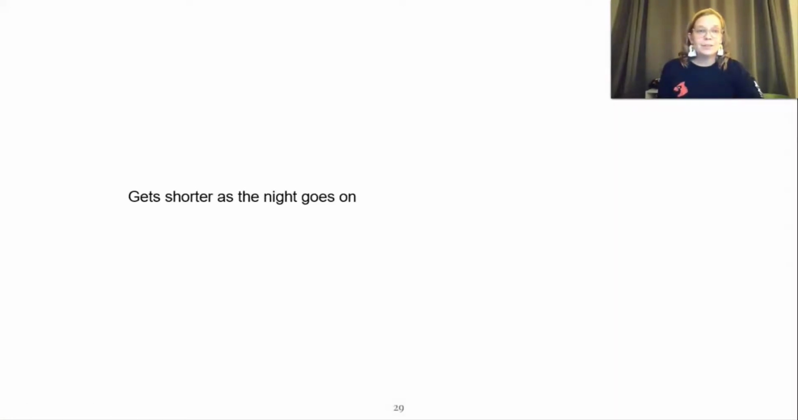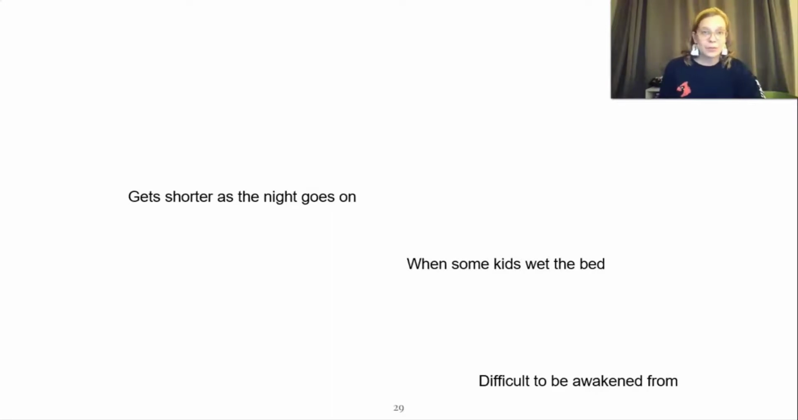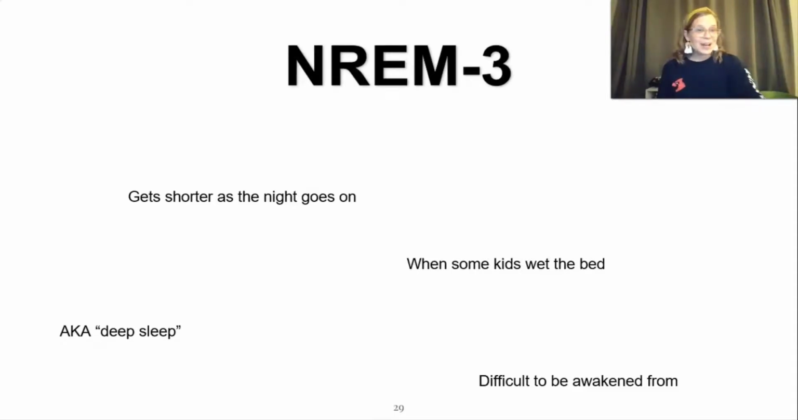All right, this stage gets shorter as the night goes on. This is when some kids will wet the bed. It is the stage that is most difficult to be awakened from. Hint, hint. It's also called deep sleep, which means it's non-REM 3.